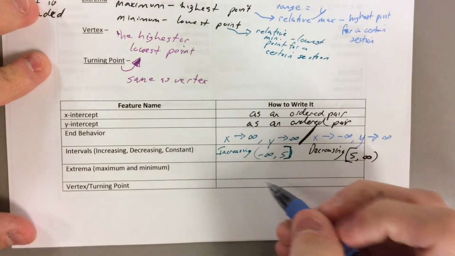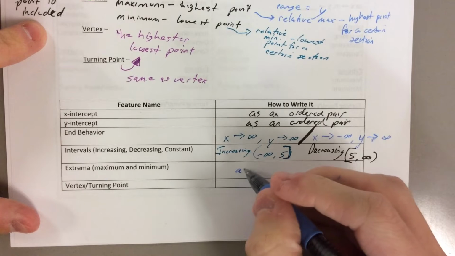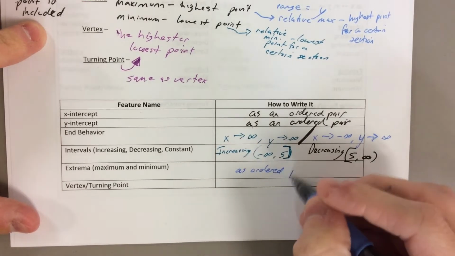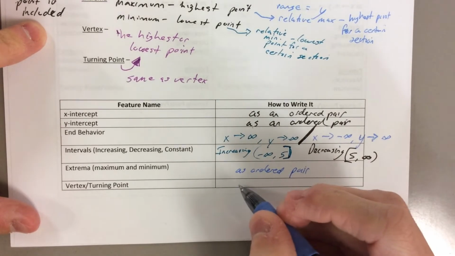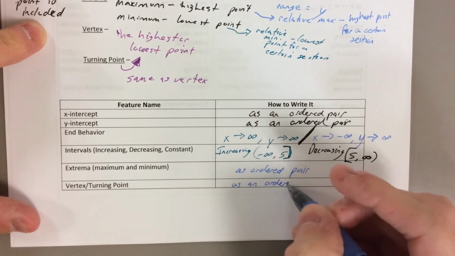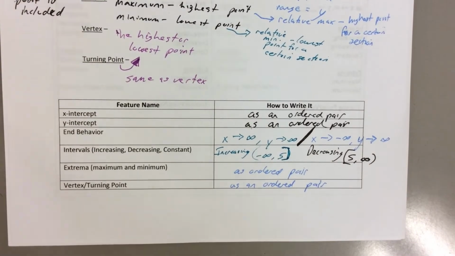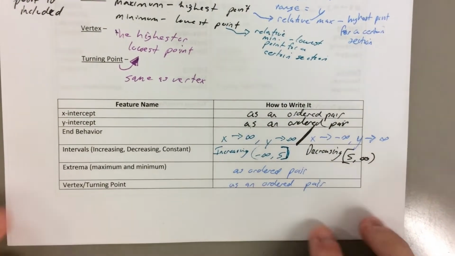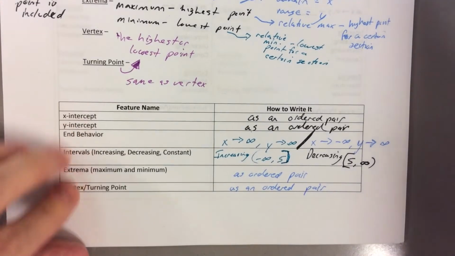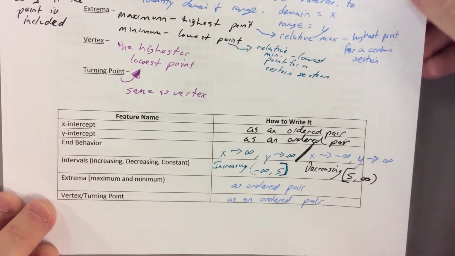All right, and finally we got vertex and extrema. These are all as ordered pairs, as an ordered pair. All right, so a lot of notes there, a lot of writing. Hope you got all that down. If you didn't, just go ahead and rewind and make sure you get it down.